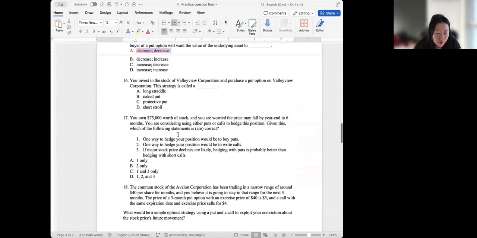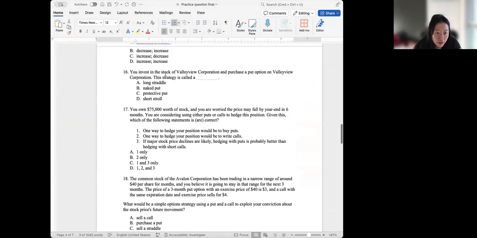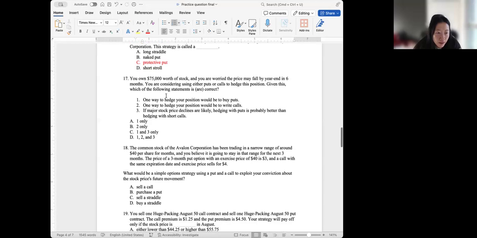Okay, going forward, you invest in the stock and purchase the put option. This strategy is called a protected put by definition. So with a stock position and buying the put, a long put, these two positions combined are called the protected put strategy.